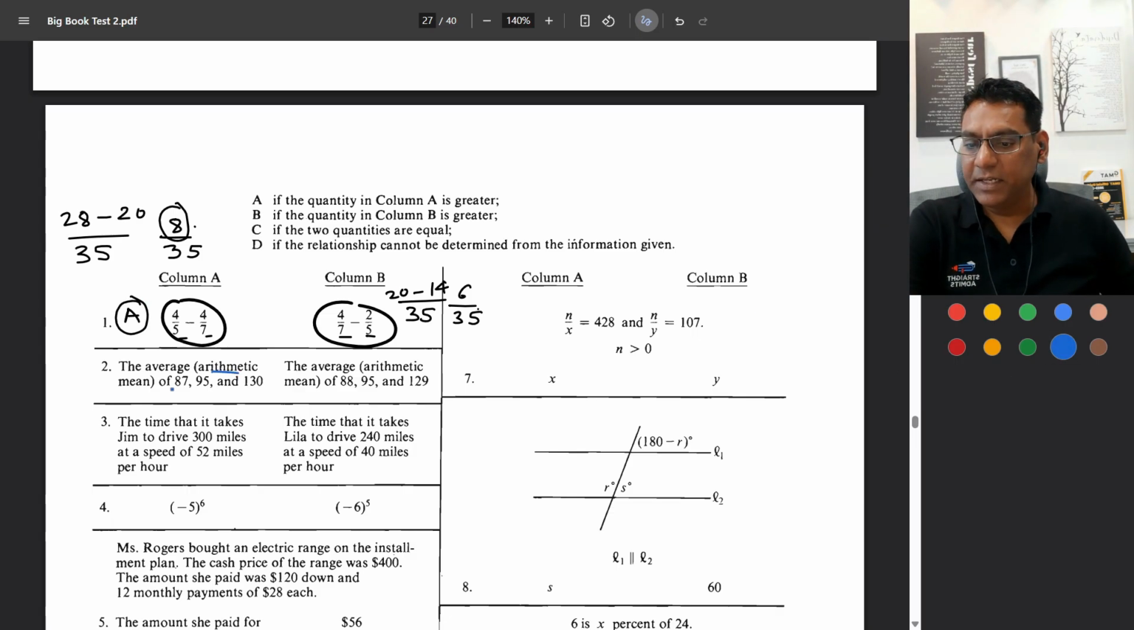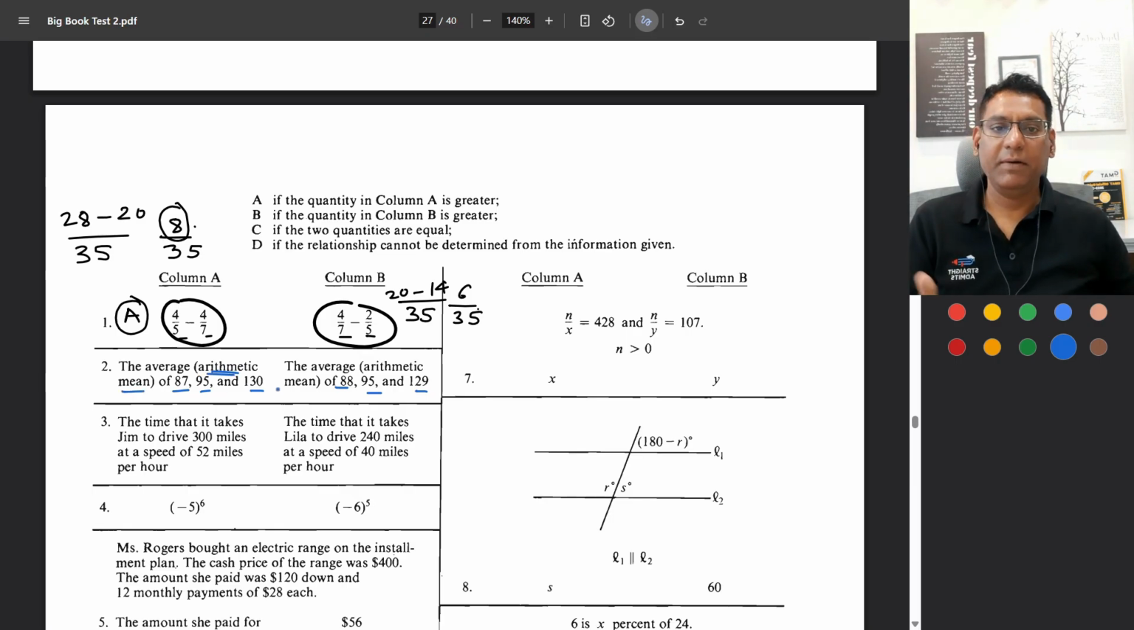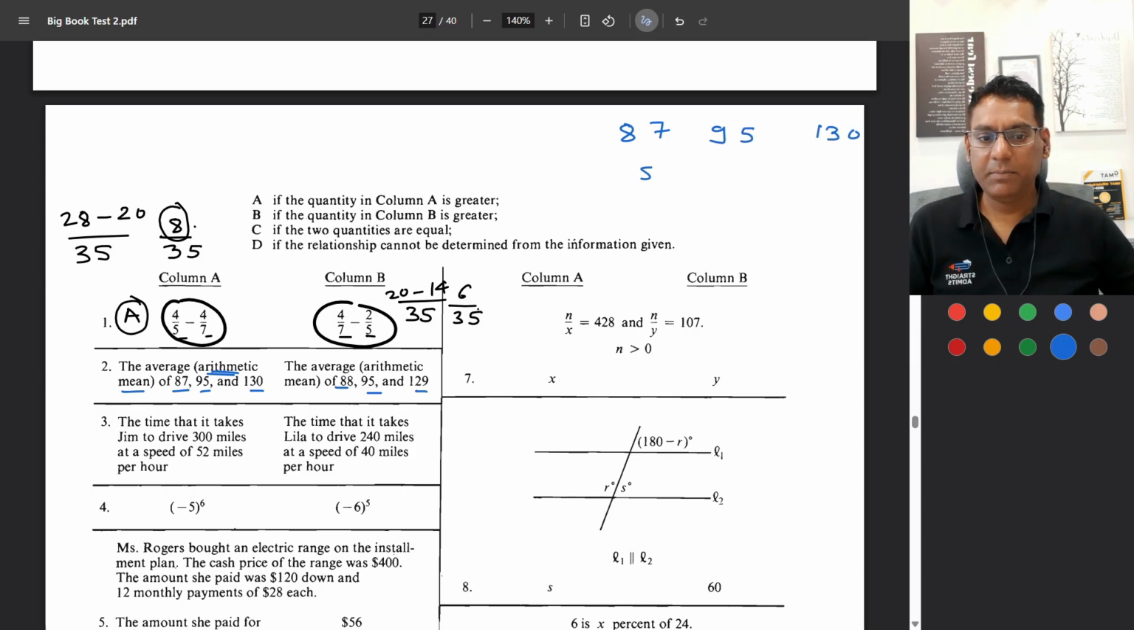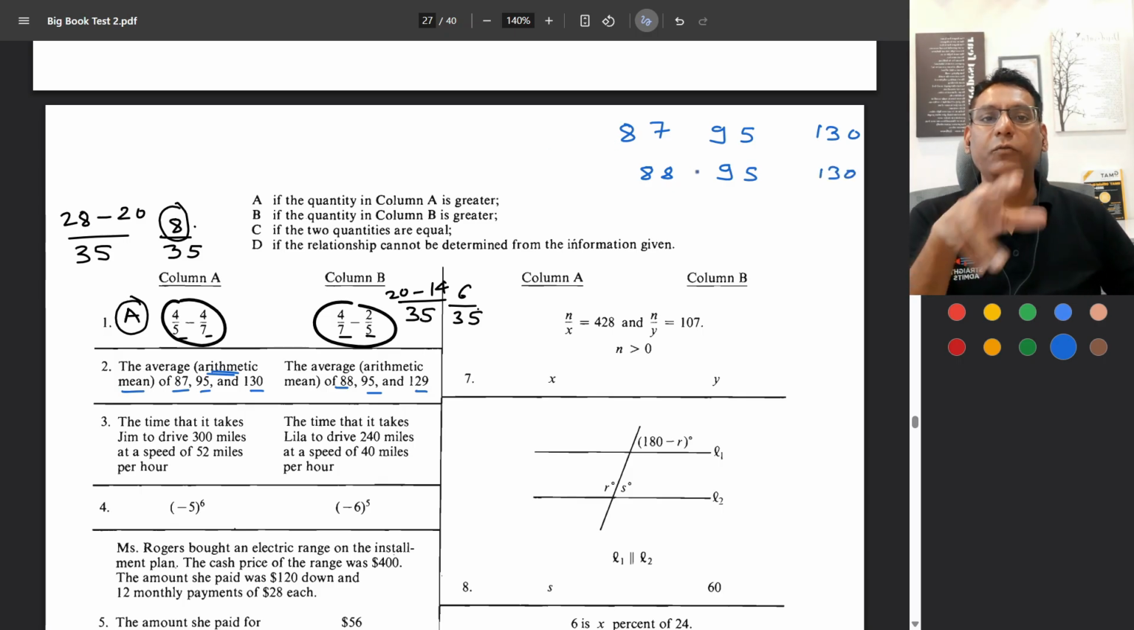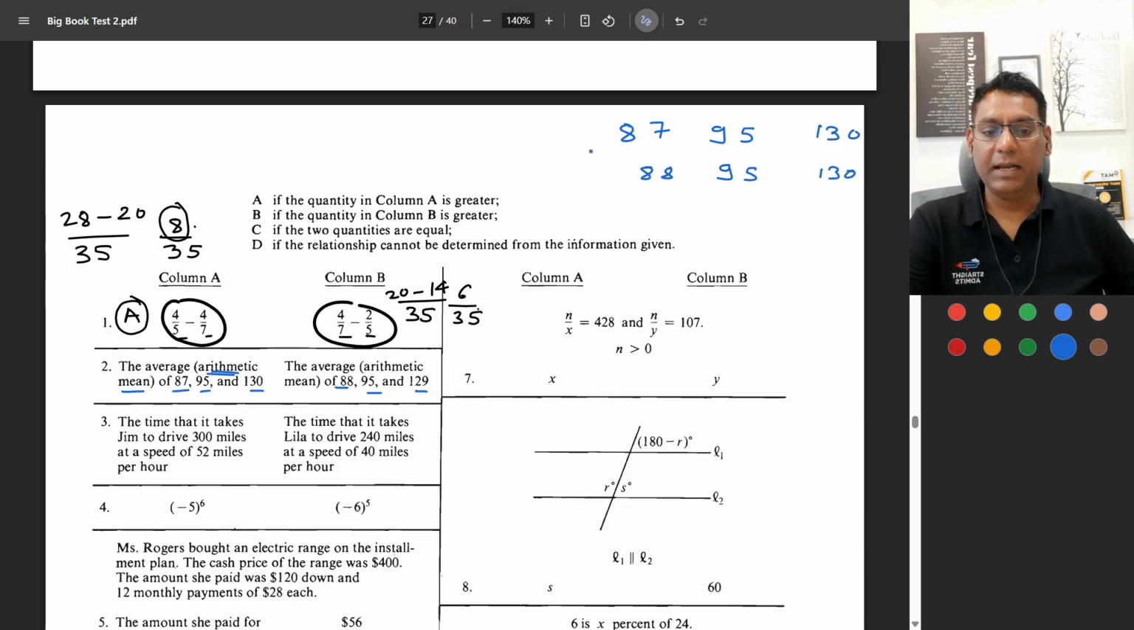The average arithmetic mean of 87, 95, 130, and 88, 95, 129. Now there are two ways of doing this. Either you can find the arithmetic mean, basically you add them up and divide by 3. You could do that, but logically if you approach this, you will see that both these series are very similar. These are the numbers, plus 130. Now if I want to find the average, I'll have to first do the sum, right? The sum here as compared to the sum here.